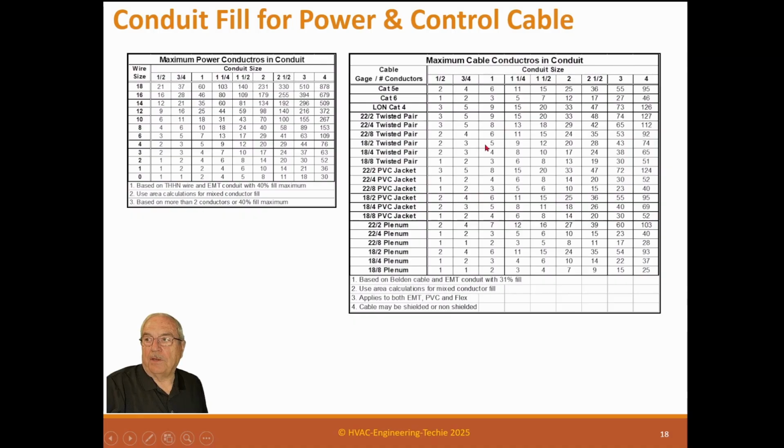So now if you look here, if you have 1-inch conduit and you got 18.2 twisted pair, you can run 5 of those in a 1-inch. If you have a PVC jacket, 18.2, you can run 6. And again, if you have 18.2 plenum, you can run 6 again. So this is the fill for those conduits. These are based on cable with EMT conduit with a 31% fill. That's where we get the conservatism, because these wires are lumpy.